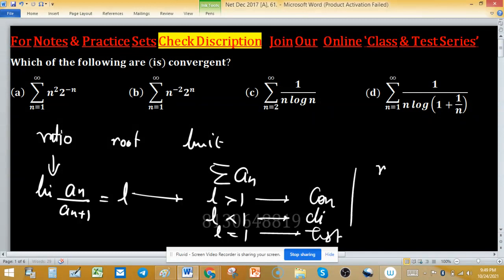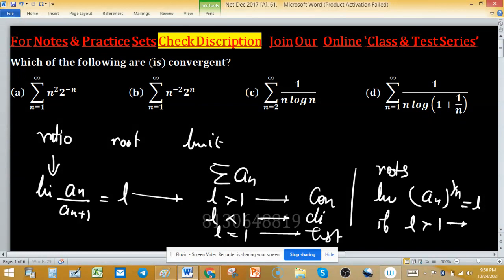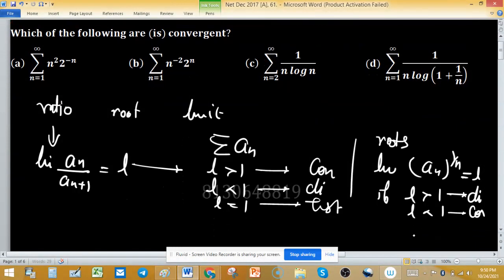In the case of the root test, we need to compute the limit of a_n raised to the power 1 upon n, which is equal to L. If L is greater than 1, then it diverges. If L is less than 1, then it converges, and if L is equal to 1, then the test fails.